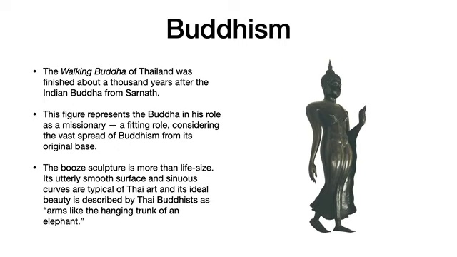The Buddha's sculpture is more than life-size. Its utterly smooth surface and sinuous curves are typical of Thai art, and its ideal beauty is described by the Thai Buddhists as arms like the hanging trunk of an elephant.